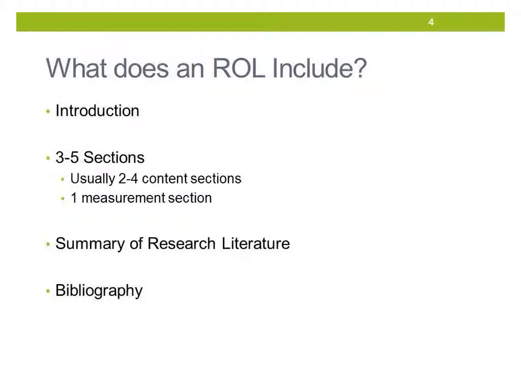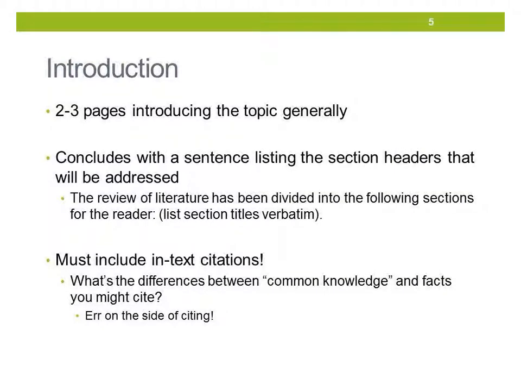The introduction is, like I said, approximately 2 to 3 pages long, where you're going to introduce the topic generally. What you want to do throughout this whole paper is think about a funnel. Start very, very general, introducing the general nature of your topic, and by the end of your review of lit, you should have a topic sentence that leads into a listing of the sections or section headers that you will be addressing. So some sort of topic sentence will be, the purpose of this review of lit would be to examine the effects of A on B.